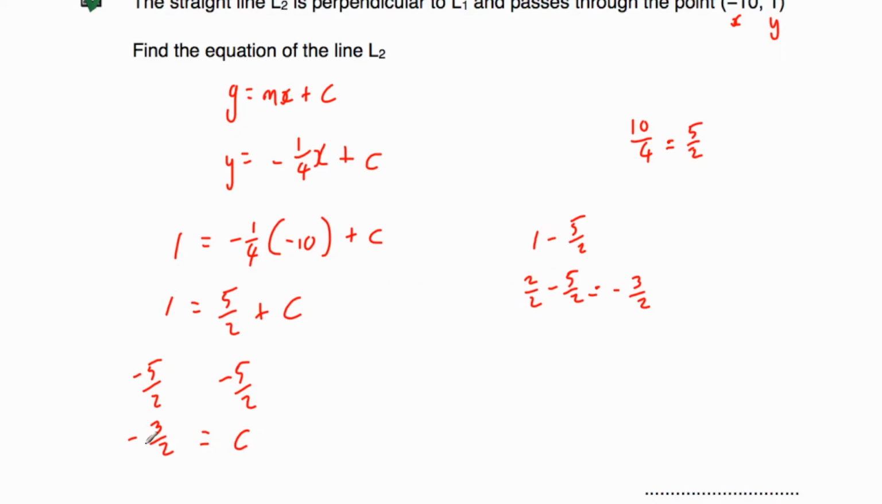You're taking away 5 halves, that'll leave you with minus 3 halves. And then we can just put our c into our equation here. So that would give us y equals minus a quarter x, and then we've got our minus 3 over 2, so minus 3 over 2. And that's it. So that's the equation of the line L2. Okay, let's have a look at our next question.